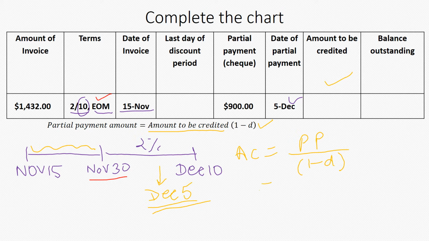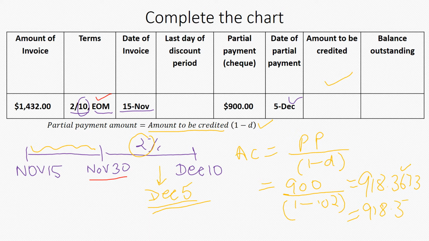Okay, partial payment here is 900 divided by 1 minus D. 1 minus D factor is 0.98. Let's plug in that value here. And this comes out to be 918.3673. Again, because we are talking about money, this should be rounded off. So this is 918.37, right? So this value is 918.37. And here the date is December 10th.